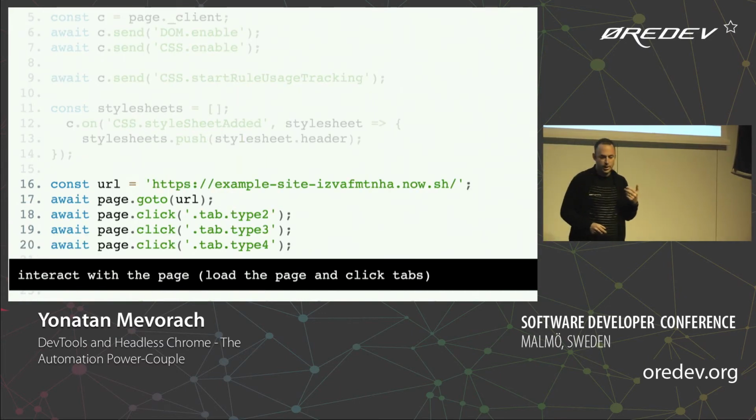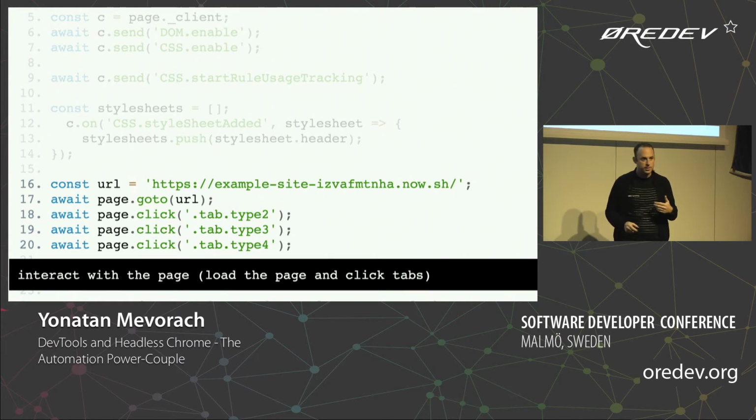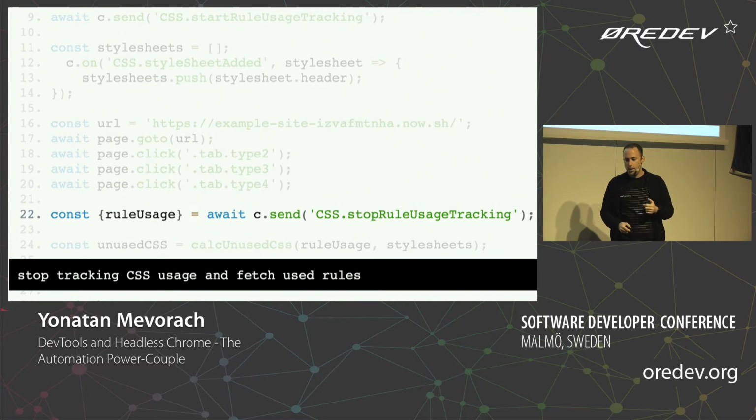Now I'm going to navigate to my amazing conference website. And this is crucial. I'm also going to mimic those user actions that are relative to this particular website, to make sure that I get the real amount of unused CSS and not just after page load. Then I can call stopRuleUsageTracking, and that actually gives me something back. I get that rule usage object, which is an array of all of the ranges inside of my CSS which were used.